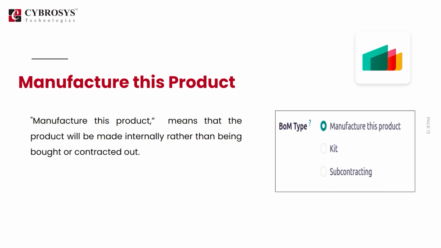The third type is manufacture this product. If the BoM type is manufacture this product, it means that the product will be made internally rather than being bought or contracted out. All of the parts and procedures needed to manufacture the final product are listed in this BoM within the manufacturing module. It facilitates smooth work order generation, inventory control, and production planning.